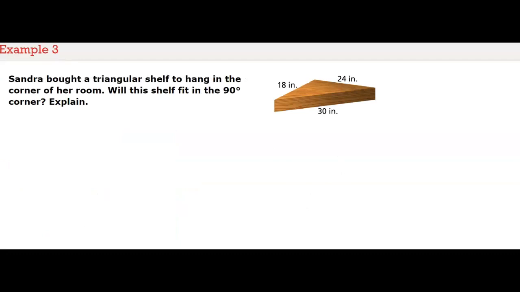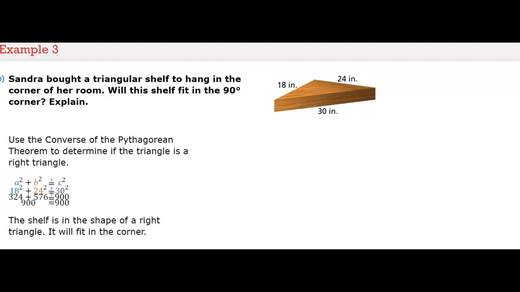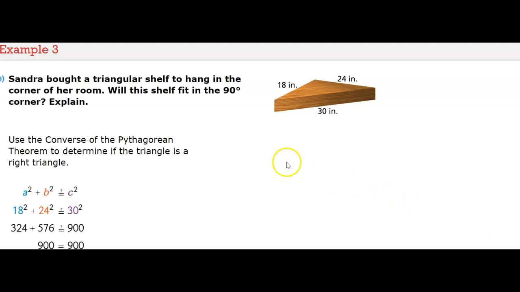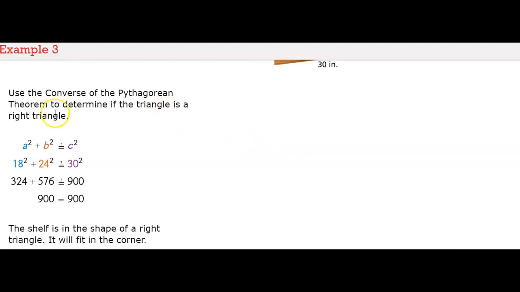Sandra bought a triangular shelf to hang in the corner of her room. Will this shelf fit in the 90-degree corner? Explain. Use the converse of the Pythagorean theorem to determine if the triangle is a right triangle. So they took all the measurements from the picture and used them in the equation for the Pythagorean theorem. And then it says the shelf is in the shape of a right triangle. It will fit because it was equal on both sides of that equation.